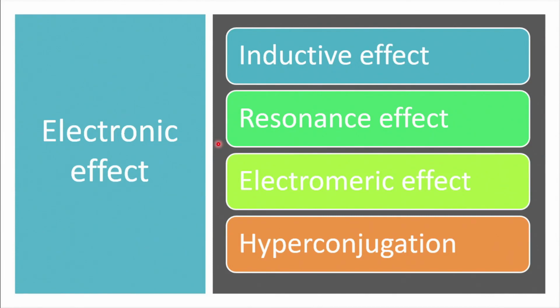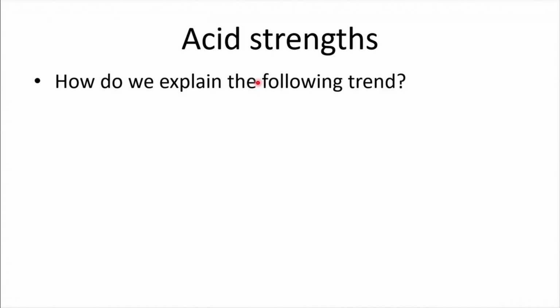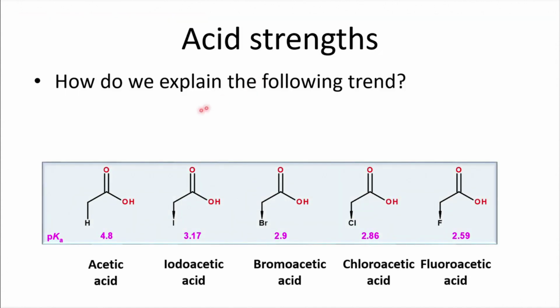Let us move on to the next one, that is electronic effect. We will be mainly focusing on the inductive effect. In the later part, we will be studying about resonance, electromeric and hyperconjugation. So, when we study about acid strength, how do we explain the following trend?